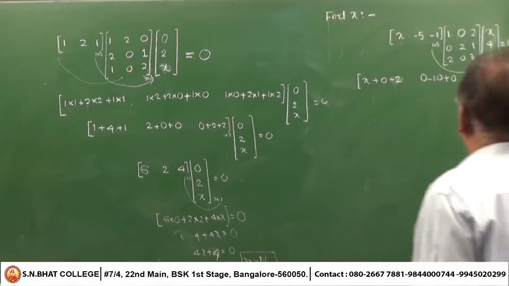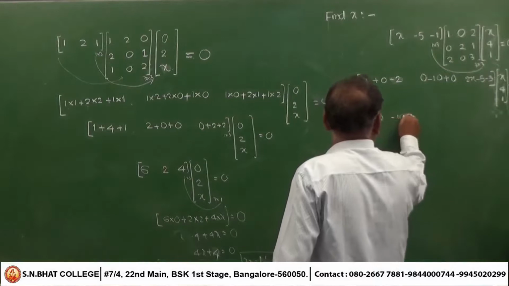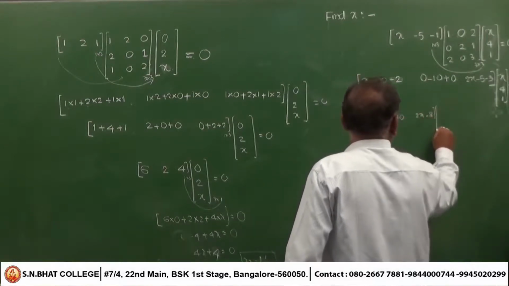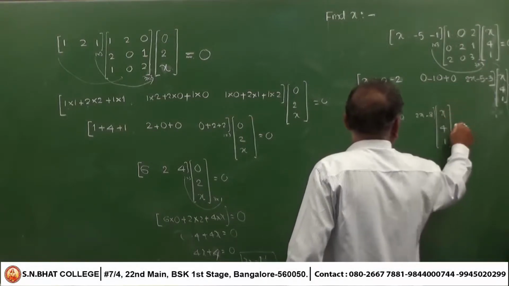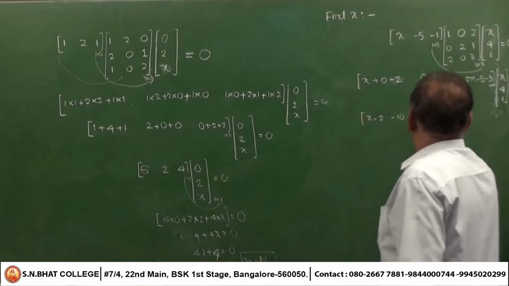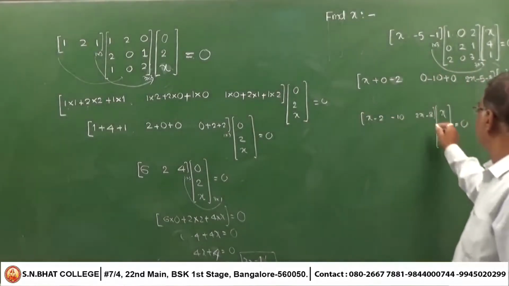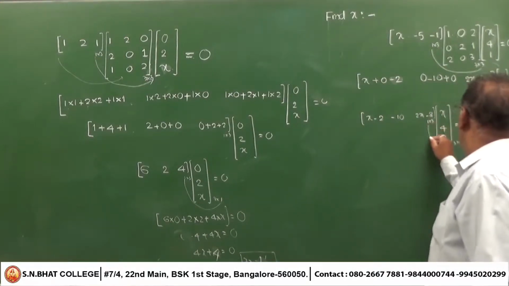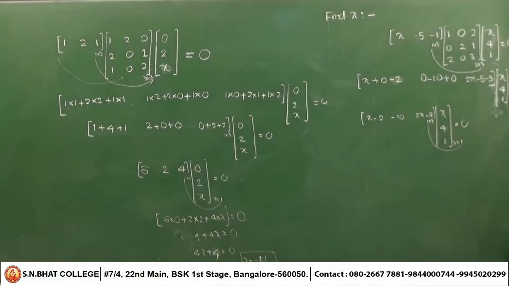After simplifying, x minus 2, minus 10, 2x minus 8, into x, 4, 1 is equal to 0. This is a 1 row 3 column matrix, and this is a 3 row 1 column matrix. After multiplying you get a 1 cross 1 matrix, that is a single element.